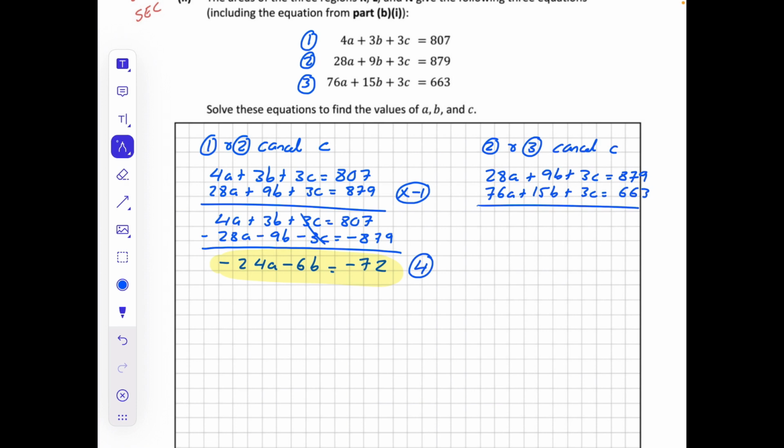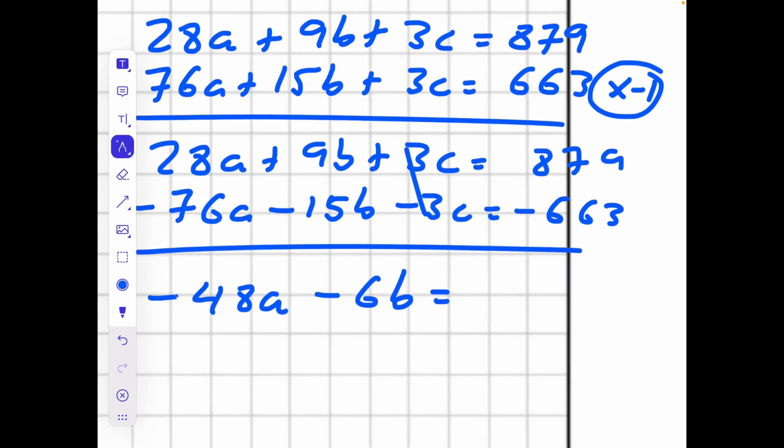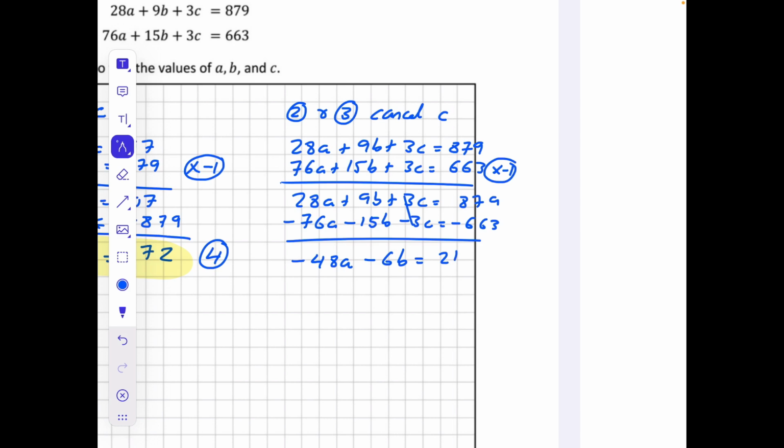Cancel C's again, just need to multiply the bottom line by -1. C's will cancel. 28A minus 76A will give me minus 48A. 9B minus 15B will give me minus 6B. Is equal to, now, sorry, there's no minus sign there. I don't know where that appeared from. So 879 minus 663, that's going to give me 216. And I'm going to call that equation 5.